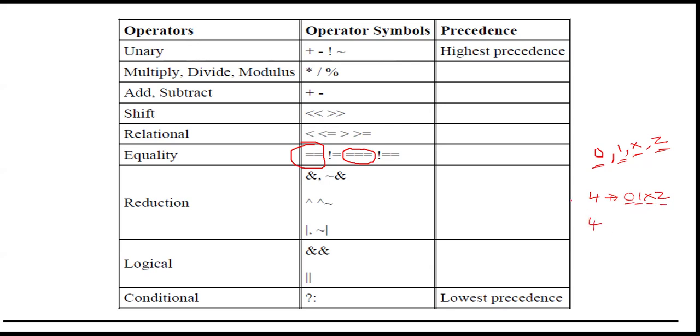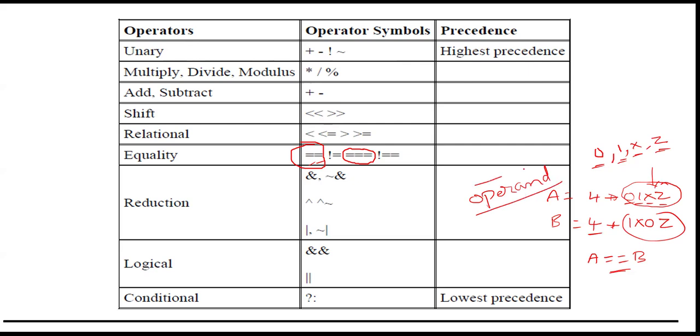And there is another operand. Let's say this operand name is A, and this operand is B. This also has four bits, but here the bits are somewhat like this. Now you want to check whether A is equal to B, you cannot use this operator. This double equal is there, right? That you cannot use. So in case any such contents are there in the operand, then you have to use this triple equal.